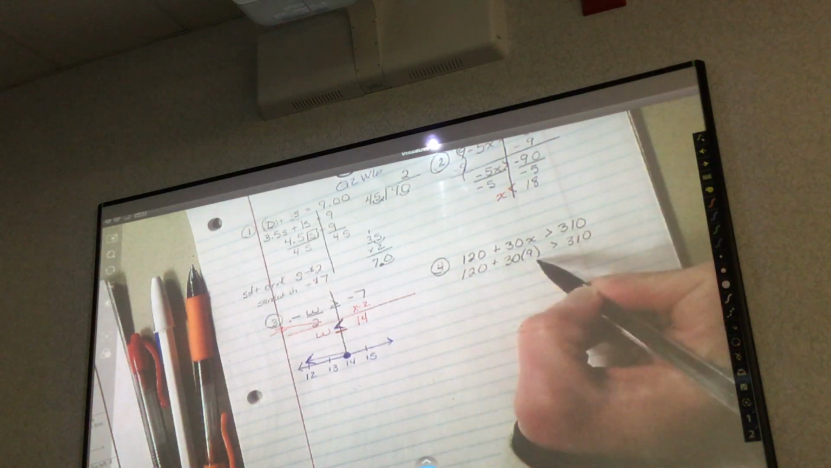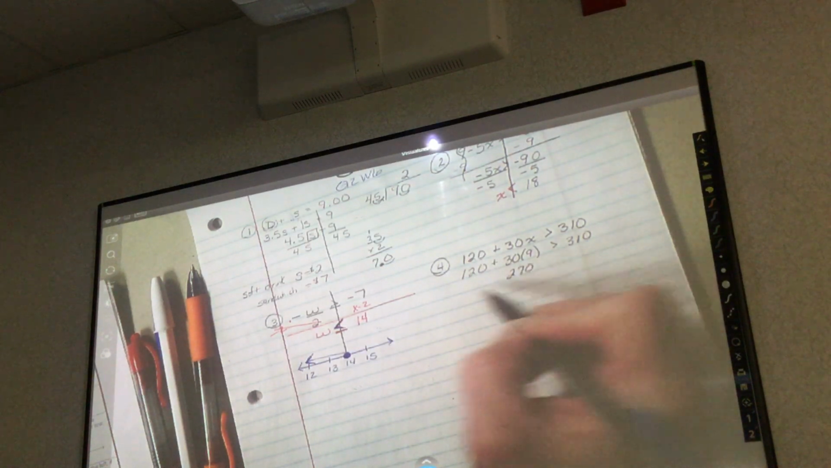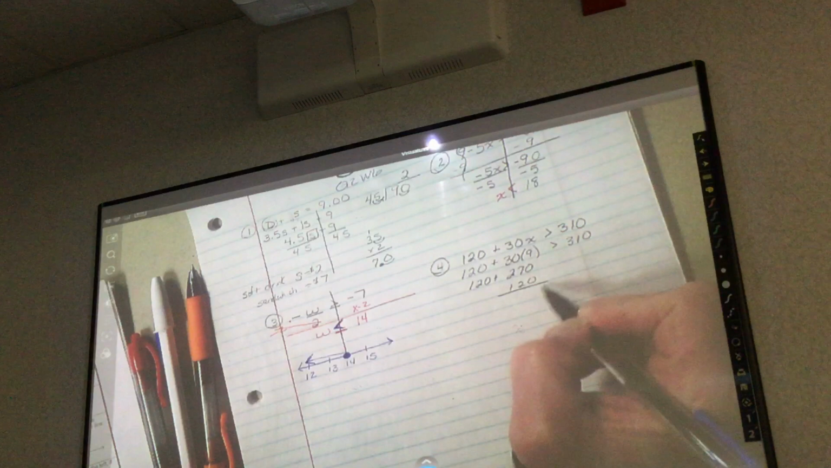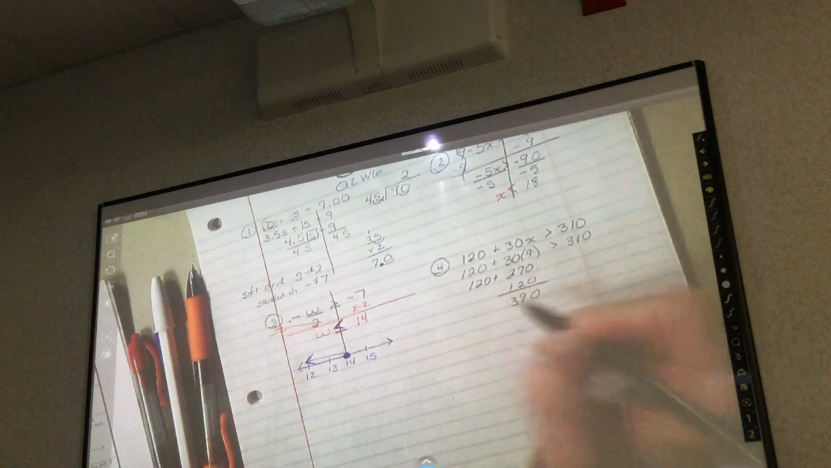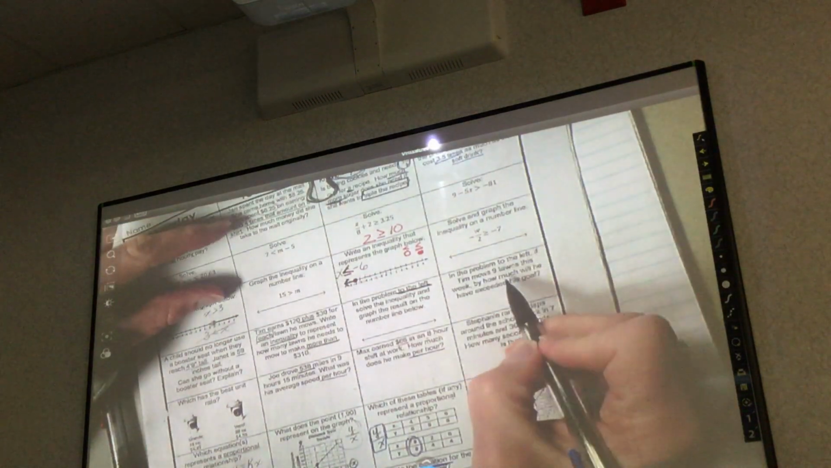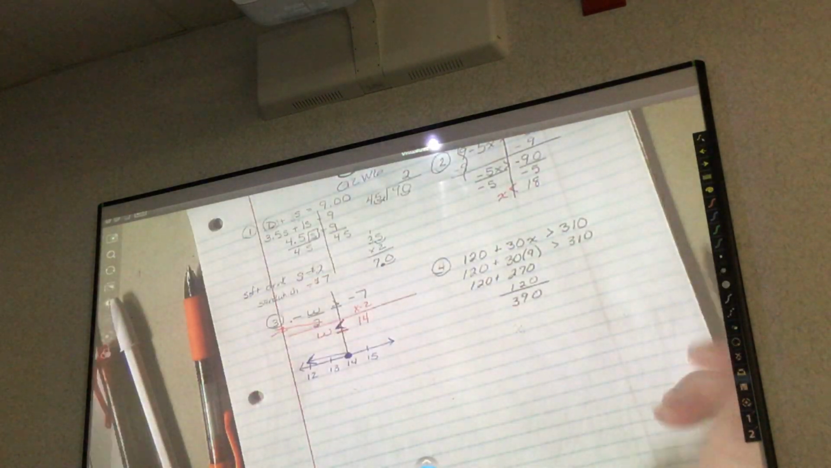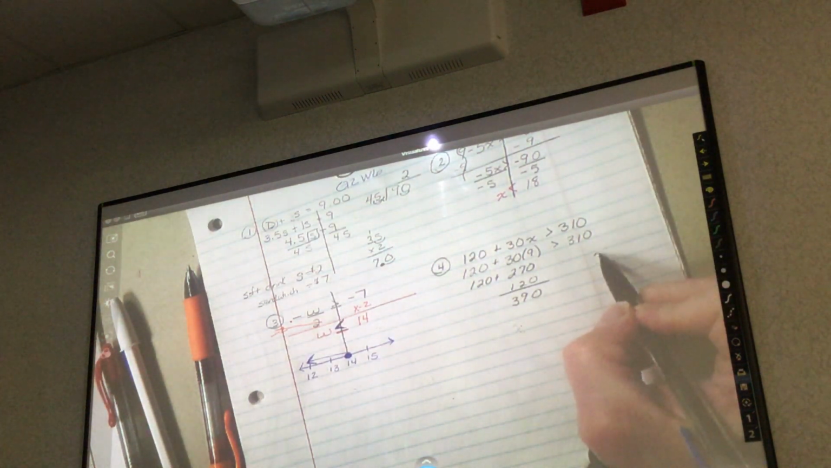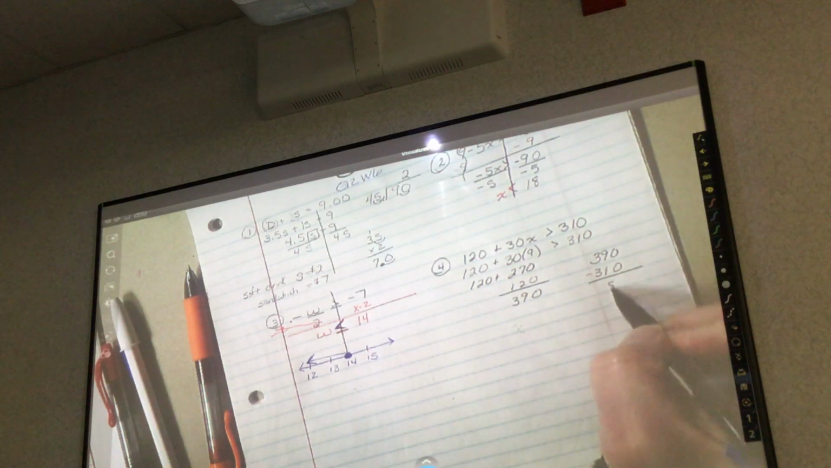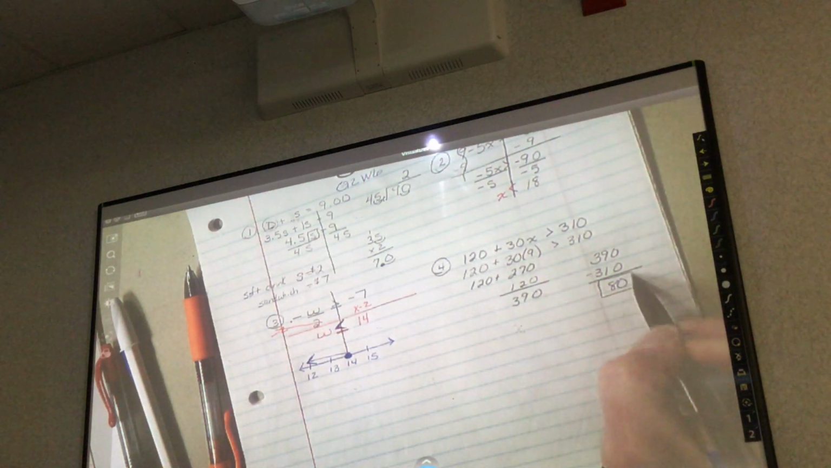So I have to just solve this side. 9 times 30 is 270. So I have 120 plus 270. I'm going to line them up. It's 390. And it asked, we need to underline, how much will he exceed? So how much over is he going? Well, you take 390 minus 310, which is 80. So he went over by $80.